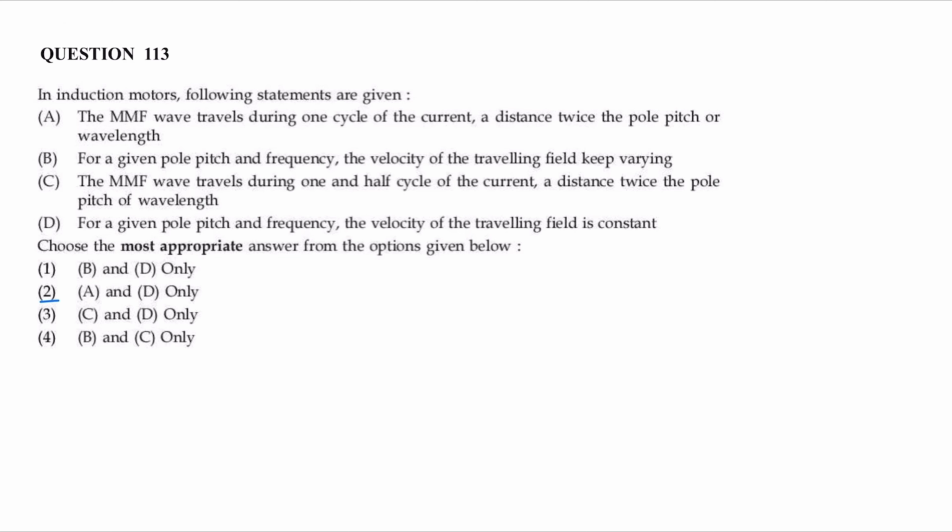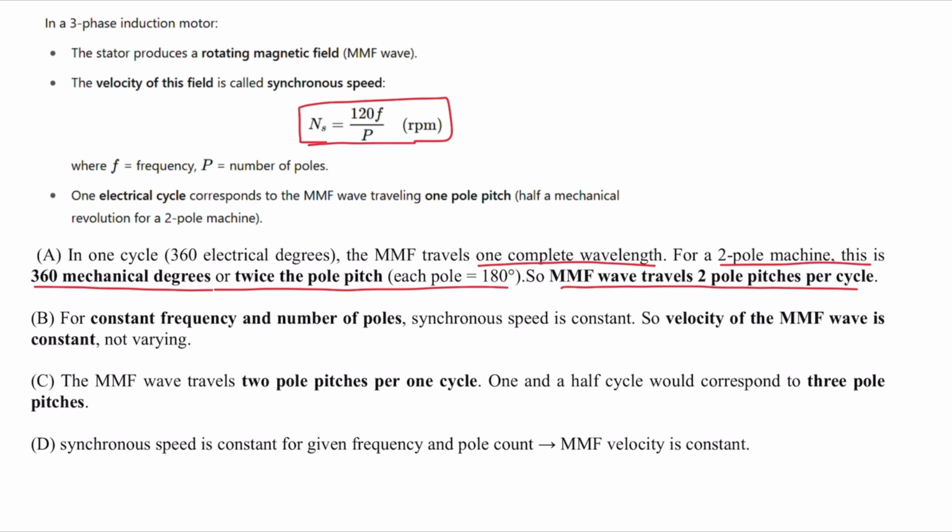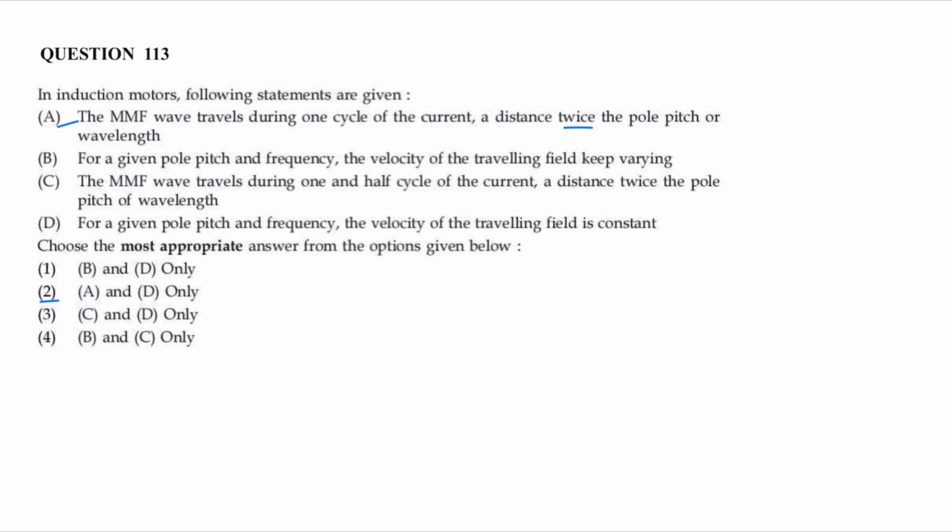Statement A: the mmf wave travels during one cycle of current the distance twice the pole pitch or wavelength. Twice means 2. Statement A is correct. Statement B: for a given pole pitch and frequency, the velocity of traveling field keeps varying. For a constant frequency and number of poles, the synchronous speed is constant. If synchronous speed is constant, the velocity of mmf wave is also constant. So statement B is incorrect.